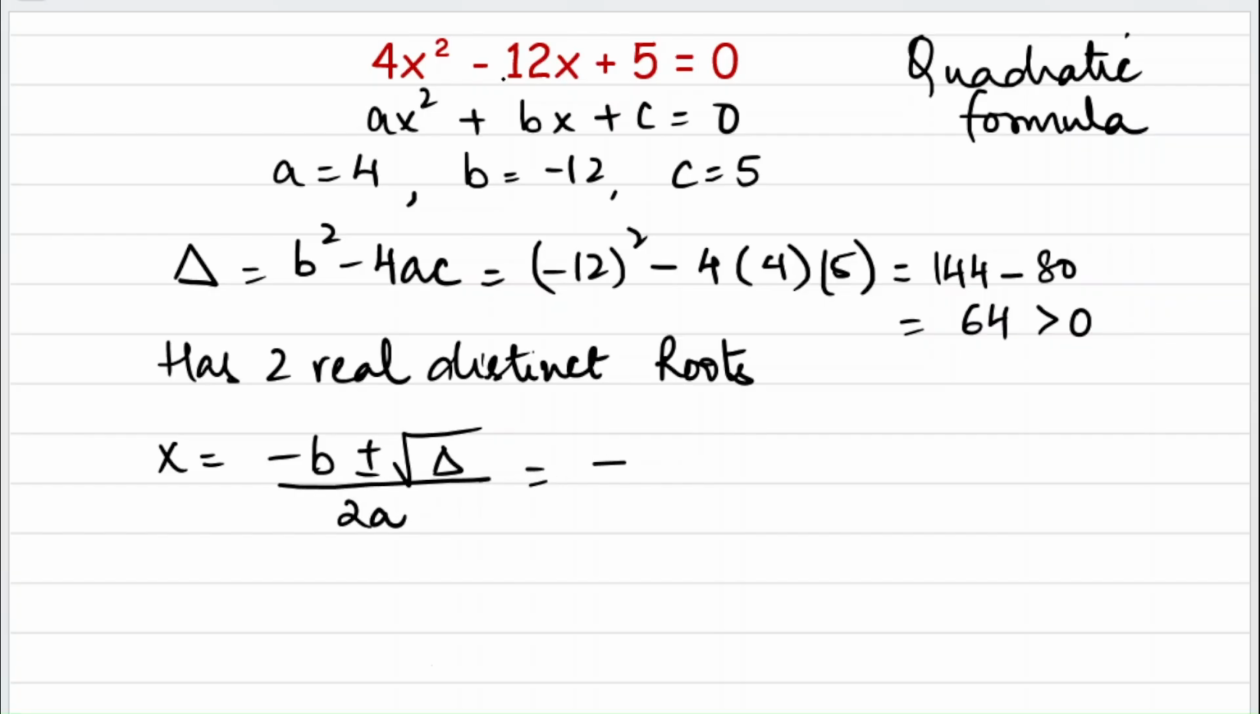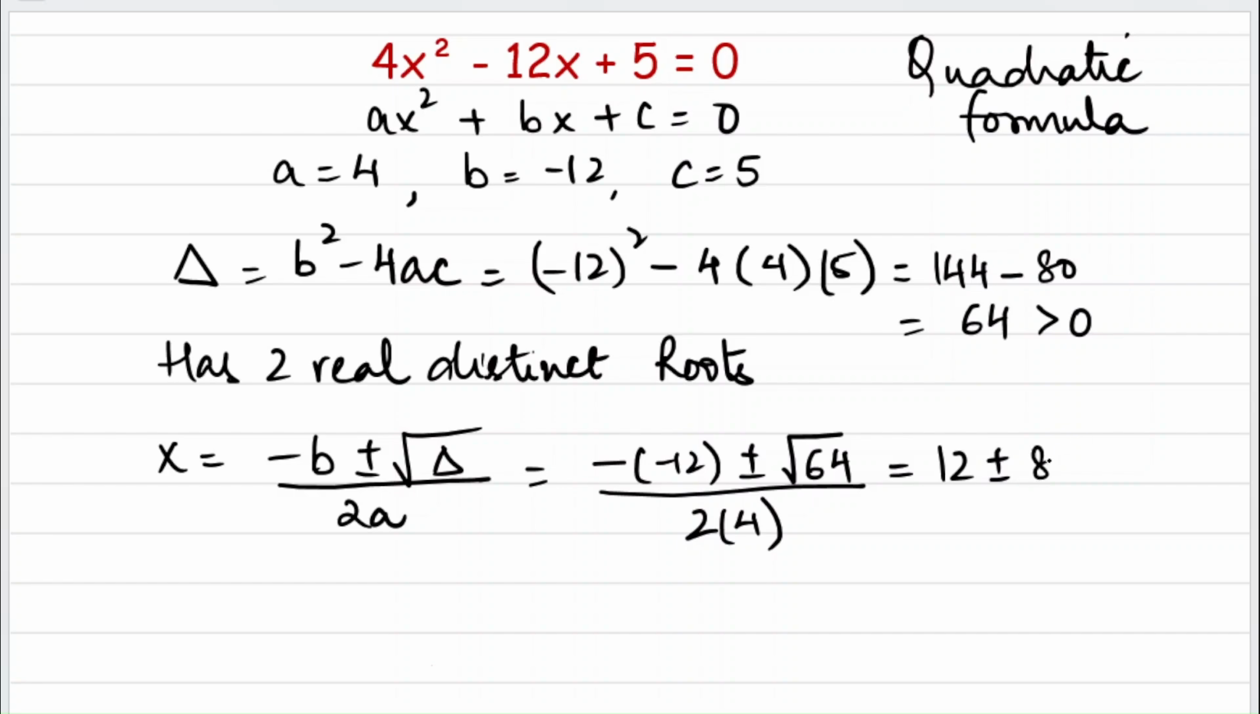Minus, what is the value of b? It's minus 12. So minus minus 12 plus minus square root of delta is square root of 64 divided by 2 times, what is a? 4. It gives me 12 plus minus root of 64 is 8 divided by 2 times 4 is 8. So it will give me two values of x. So one will be 12 plus 8 divided by 8. Okay, my bad. 12 plus 8 is 20.